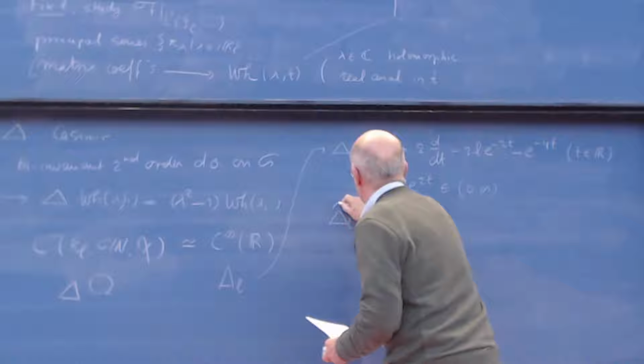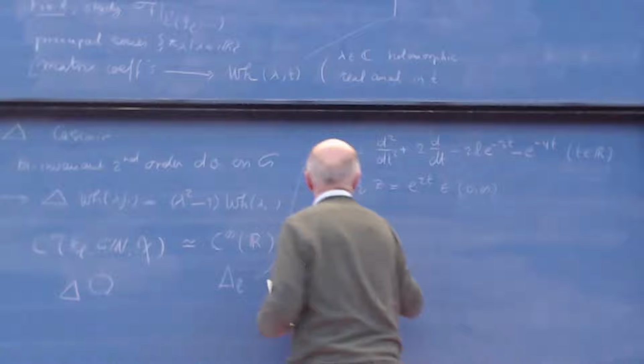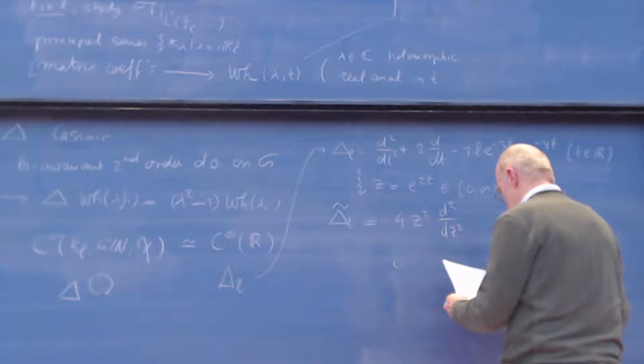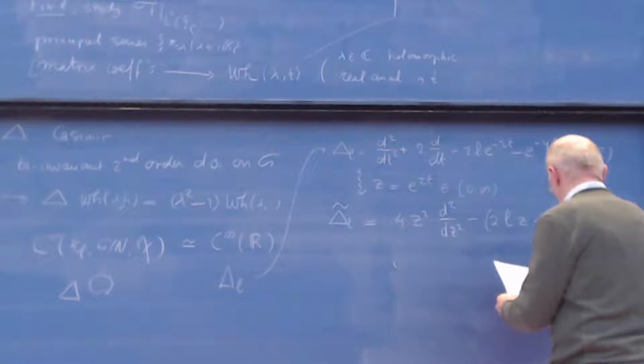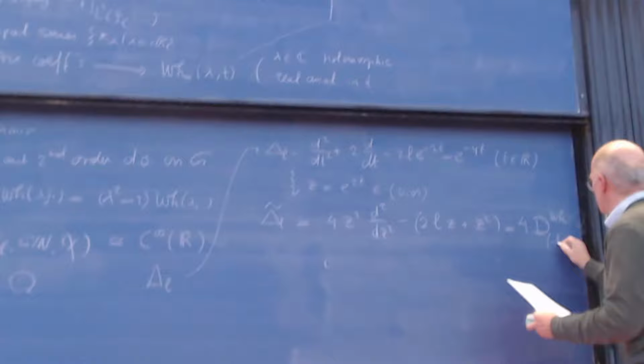So if I work in the t, I will omit the tilde. If I work with the z variable, I will keep the tilde. So this will be my convention from now on. And this operator now becomes 4 z squared, and then 2 z squared, minus 2 l, this was the k time, z plus z squared. And this turns out 4 times the classical Whittaker operator, let me write it down like this, with parameters minus L over 2, comma lambda.